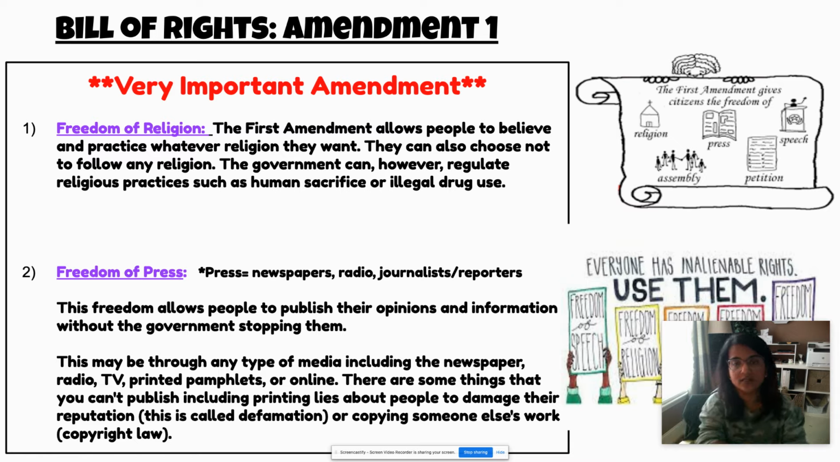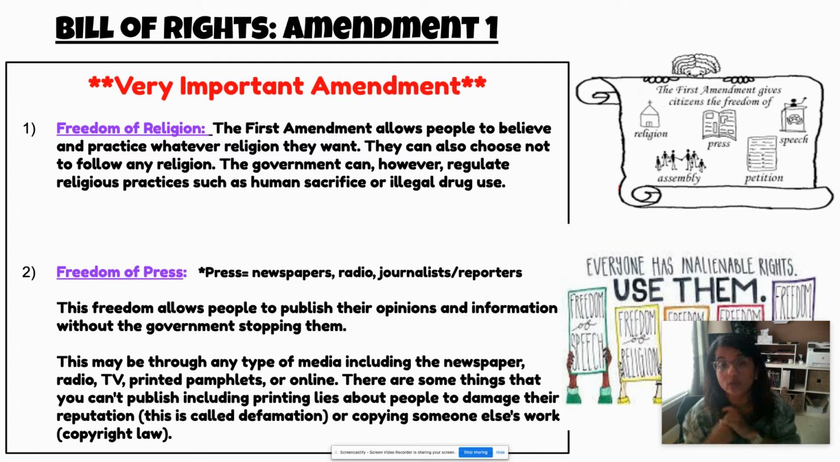So let's start talking about the First Amendment. Amendment number one, in my opinion, is the most important amendment. Now, we can respectfully disagree, and that's totally fine. But this is such an important amendment because it protects a lot of our basic freedoms.